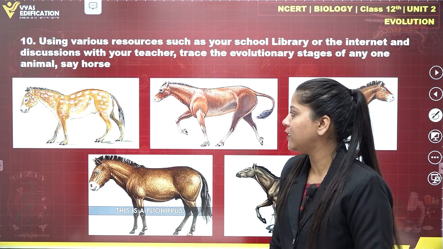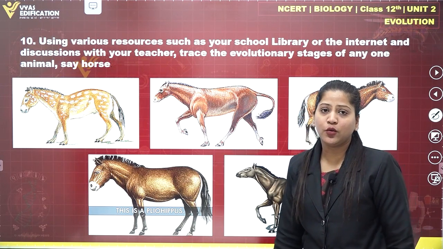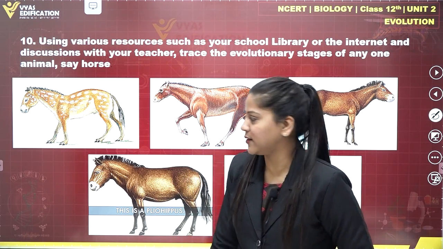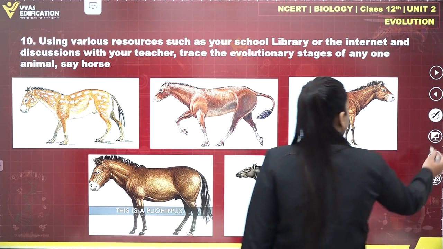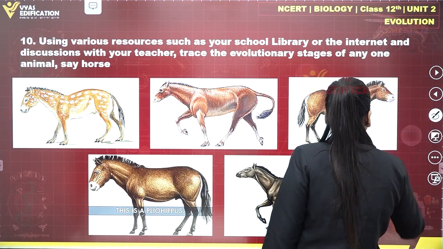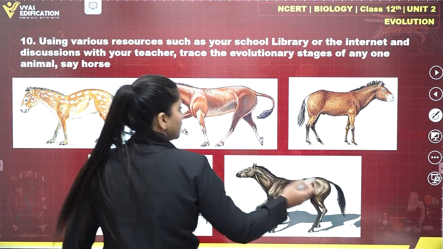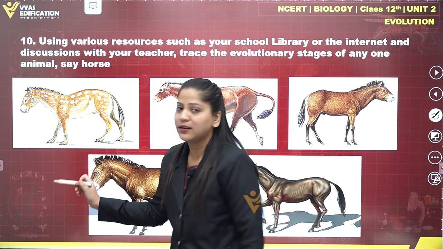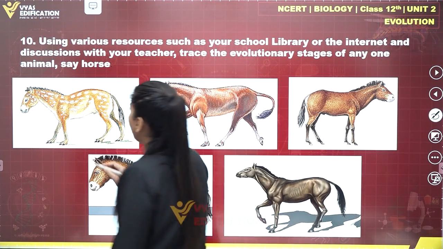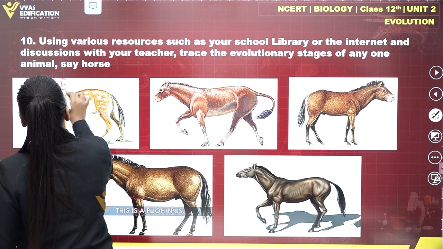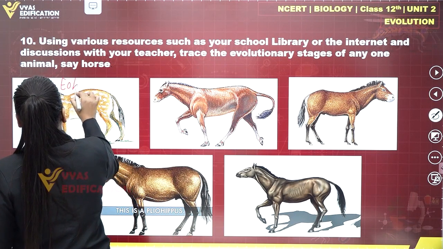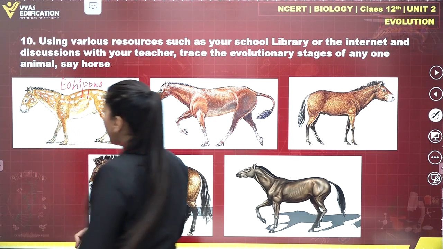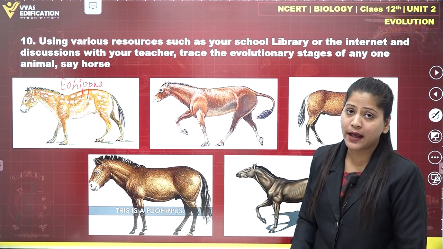Also, I have brought some pictures showing you the different kinds of organisms in the evolution of horses. See, these are some pictures of all the organisms in the evolution of horses. So let's write what these are. The first picture you are seeing on the screen is of Eohippus, right? So this is your Eohippus with short head and short neck, right?